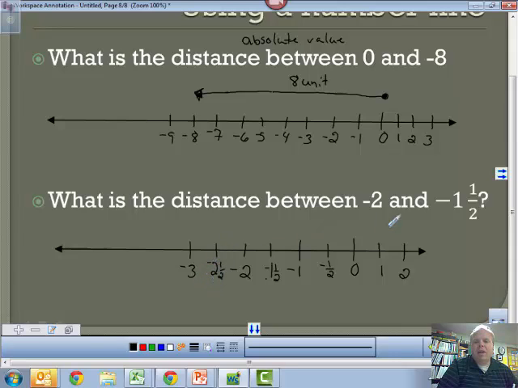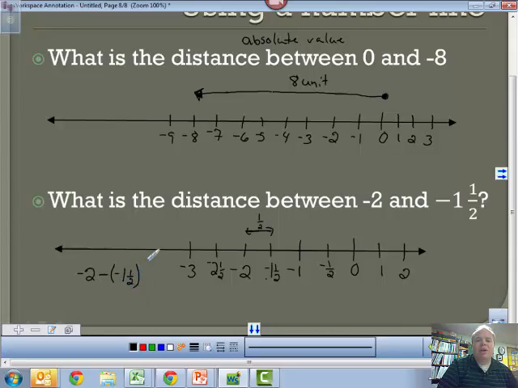Now, I want to know what is the distance between -2 and -1/2. What is this distance right here? Okay, well, I can look. The distance is only 1/2. Okay, that's all we're doing here. Well, how are we doing that? Well, I could do it a couple different ways. I could go -2 minus -1/2. Isn't that all I'm really doing? Okay, when I found that.